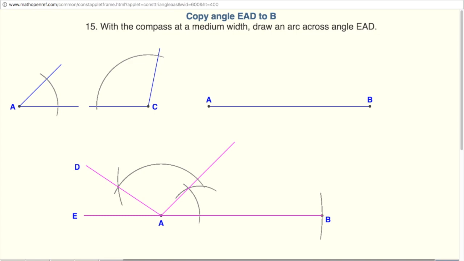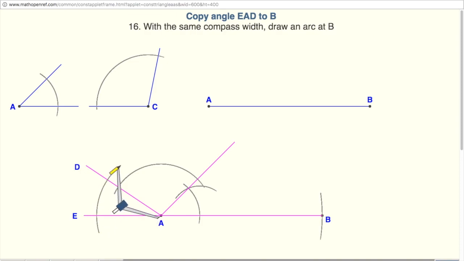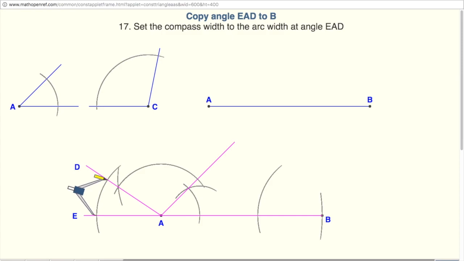With the compass at medium width, draw an arc across angle EAD. That's the one on the left there. And with the same compass width, draw an arc at B. Set the compass width to the arc width at angle EAD. So now we're copying this angle that we just created.